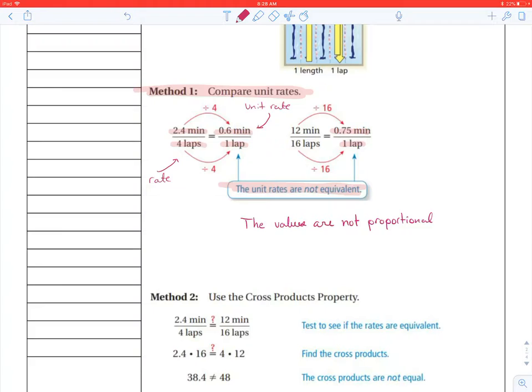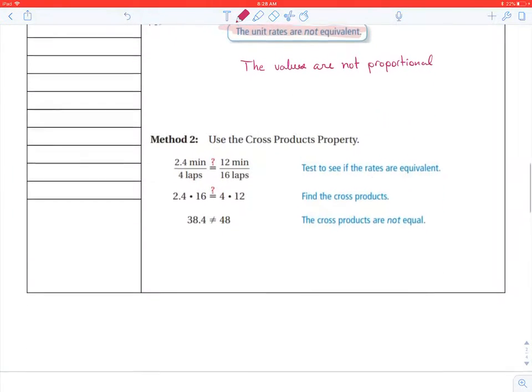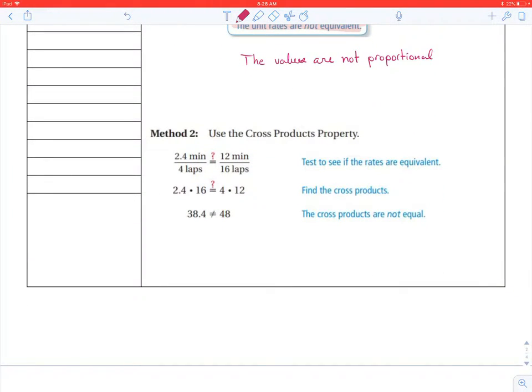And then another way that we could check is what we just talked about a little bit when we were writing out the question, which is we could use a second method of setting the ratios up to one another. It took us 2.4 minutes to complete 4 laps in the first round, and then 12 minutes to complete 16 laps in the second round. And once we set up those ratios and set them equal to one another, if their cross products are equal to one another, then that means that they're proportional and the values of them are also equal to one another.